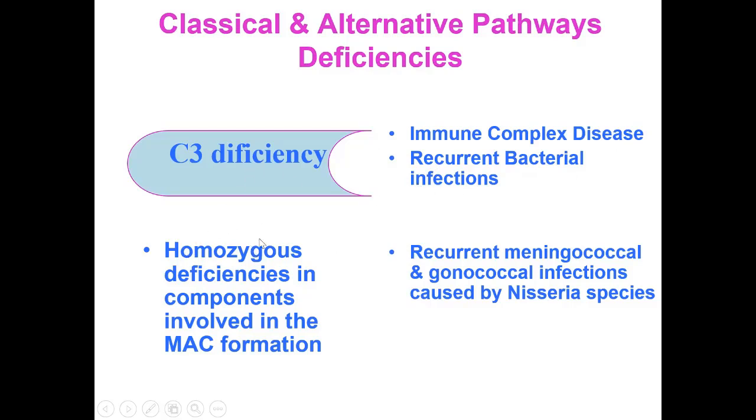And homozygous deficiency in components involved in MAC formation, for example deficiency in C7, C6, and other proteins in the MAC pathway, can increase recurrent meningococcal and gonococcal infections caused by Neisseria species, because these bacteria are very sensitive to MAC formation, and they can lyse by MAC formation.